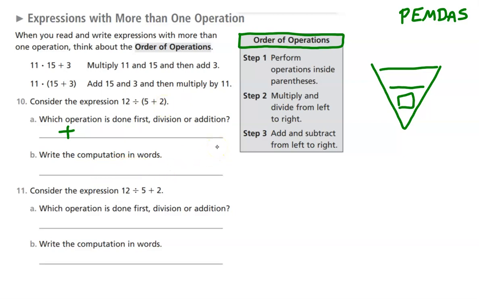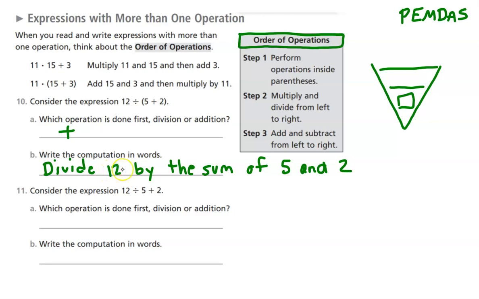So we don't actually have to solve this, but we are going to say we want to divide 12 by the sum of 5 and 2. I want you to take a minute to write that down. You divide 12 by the sum of 5 and 2, because that shows me my order of operations. It tells me I'm going to divide 12, but I'm going to divide it by whatever these two are added together.